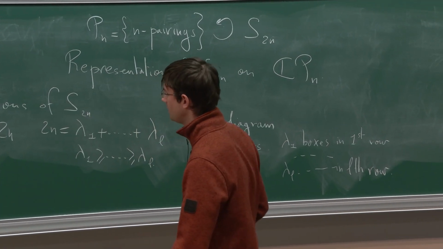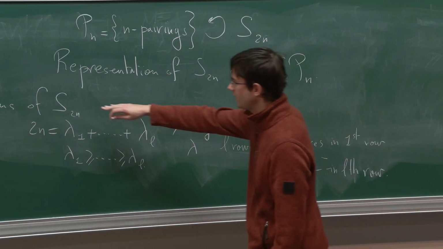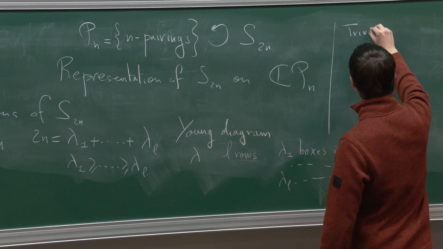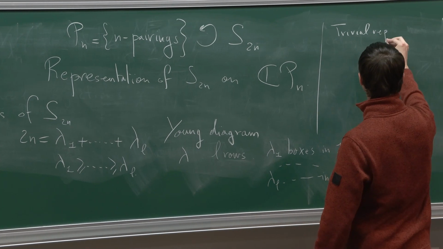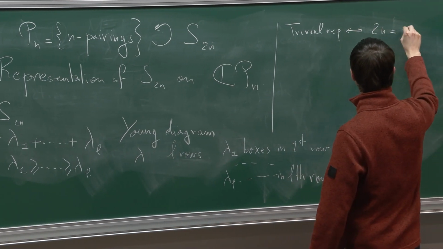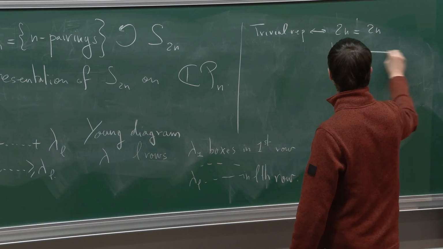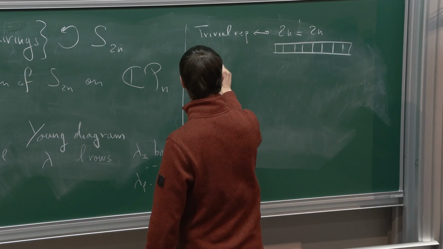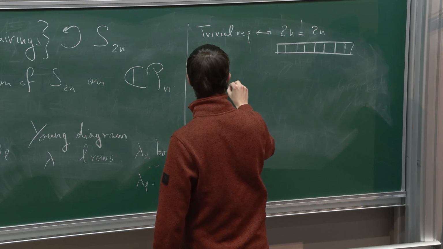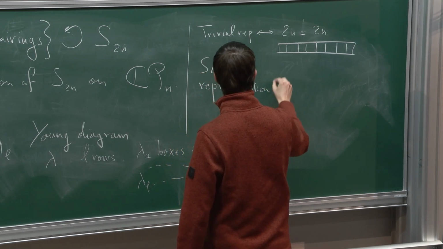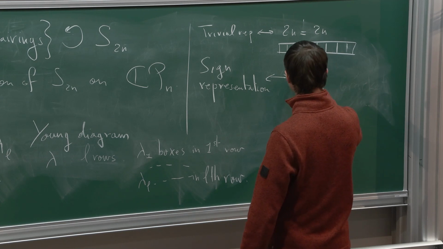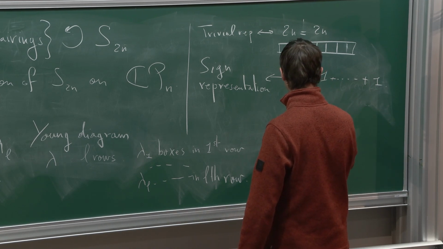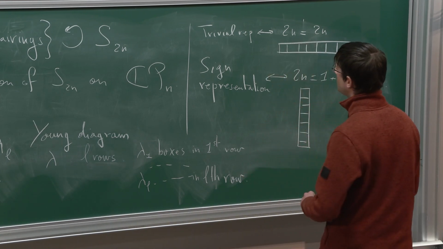And maybe there is always some kind of ambiguity, so here, just so that the statement would be correct, I'm choosing this correspondence such that the trivial representation corresponds to the trivial partition 2n equals 2n, which in this correspondence corresponds to the Young diagram made of a single row and 2n boxes. And the sign representation corresponds to the partition of 2n into a sum of 1s. So the corresponding Young diagram consists of a single column made of 2n boxes.